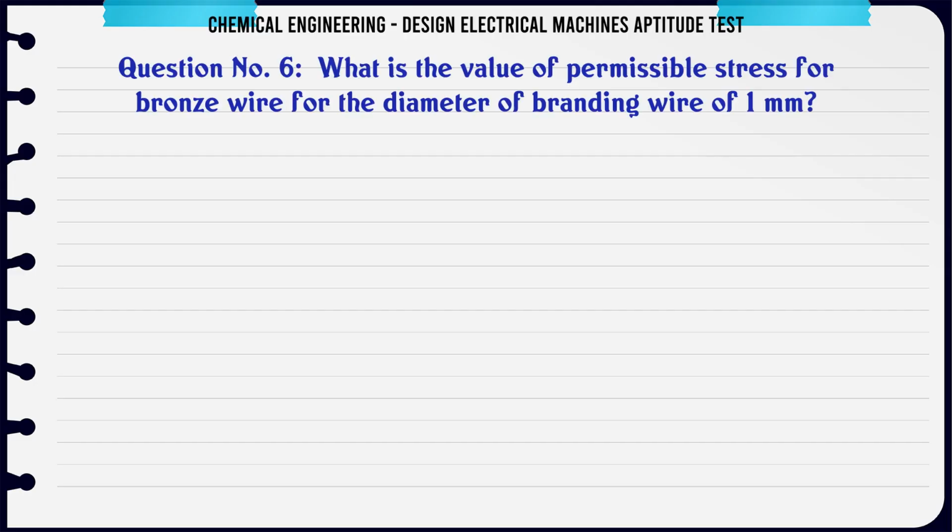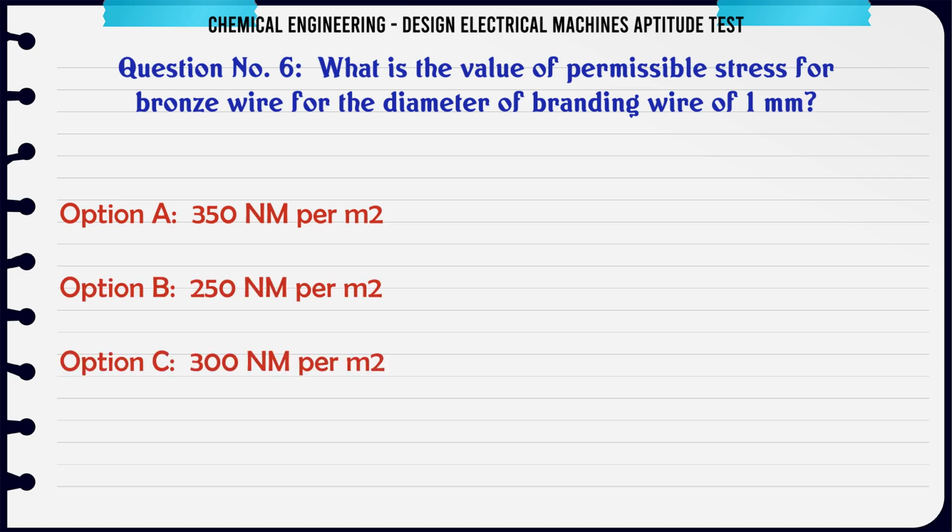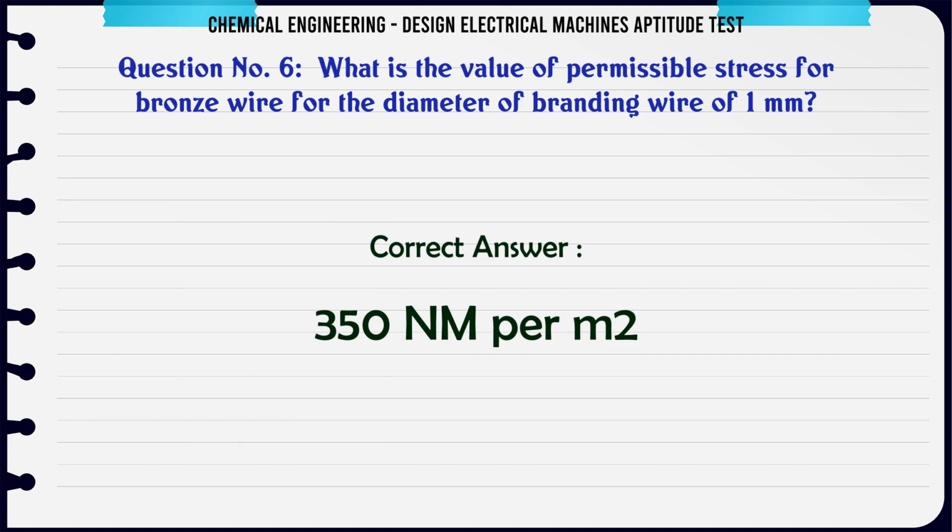What is the value of permissible stress for bronze wire for the diameter of banding wire of 1 mm? A. 350 N/mm². B. 250 N/mm². C. 300 N/mm². D. 450 N/mm². The correct answer is 350 N/mm².